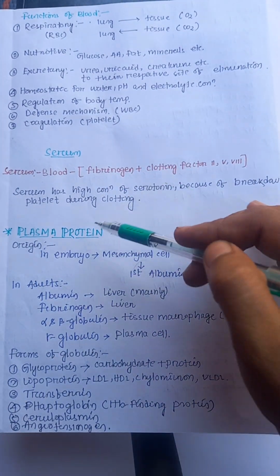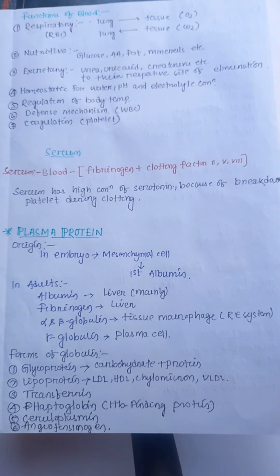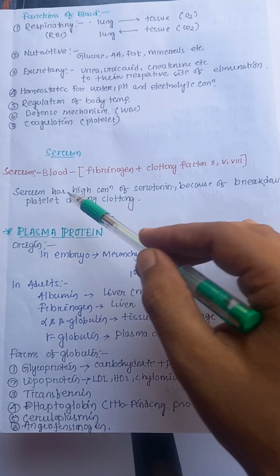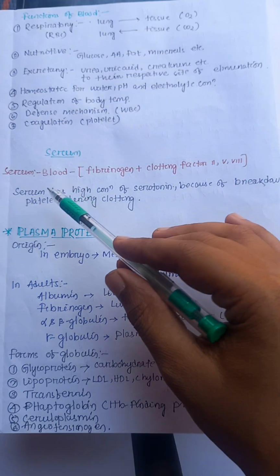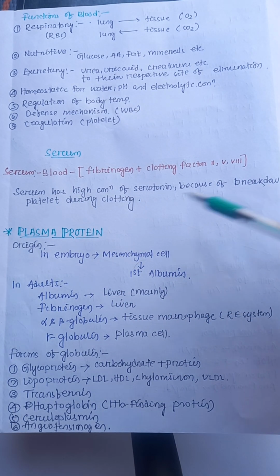So let's see what serum is. Serum is nothing but blood minus clotting factors in general. If you say it in another way, it is blood minus fibrinogen plus clotting factors 2, 5, and 8, because other clotting factors get utilized and these are present. So serum has a high concentration of serotonin because of the breakdown of platelets. As you know, platelets contain serotonin.